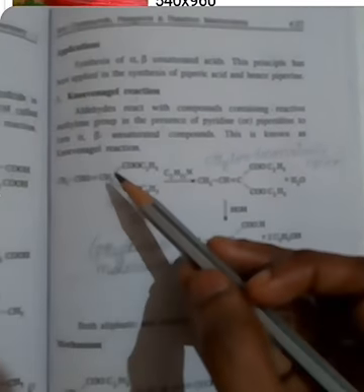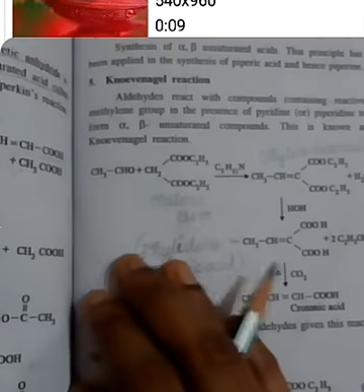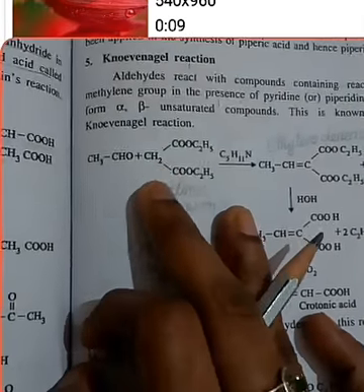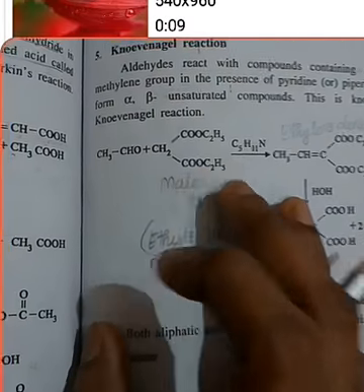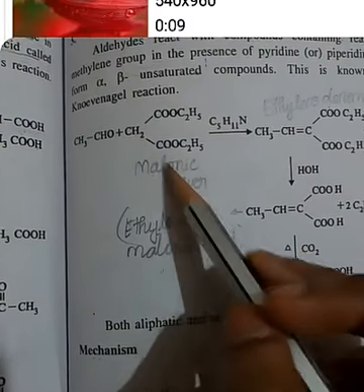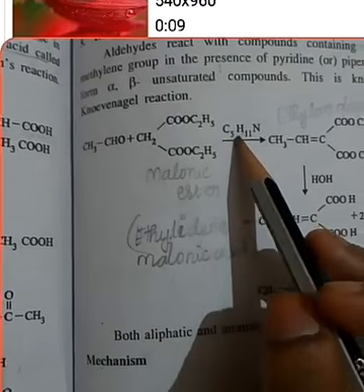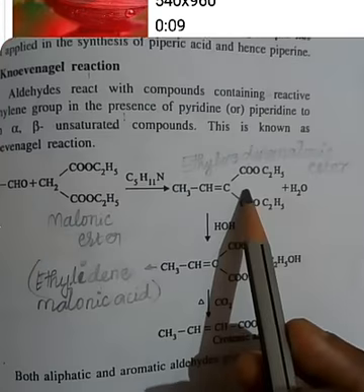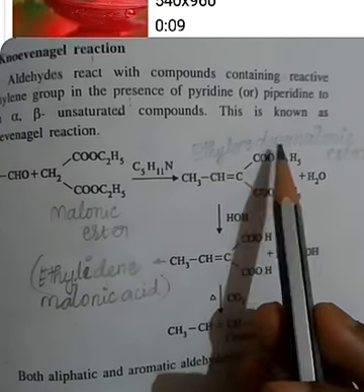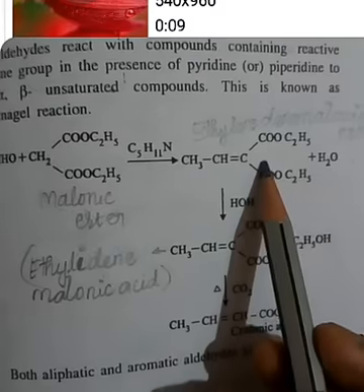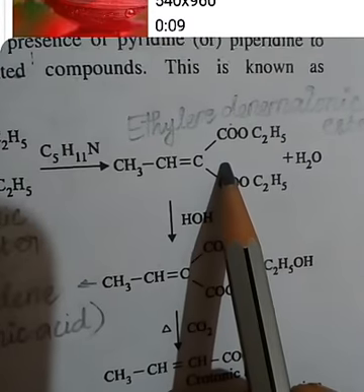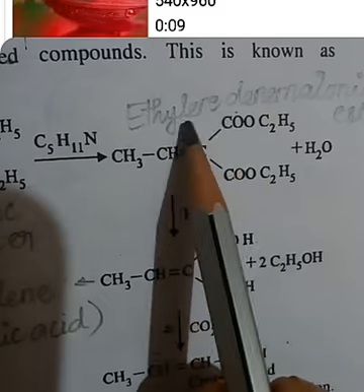This is known as the Knoevenagel reaction. So benzaldehyde is reacted with malonic ester, the methylene compound, in the presence of pyridine. It forms the ethylene malonic ester compound.